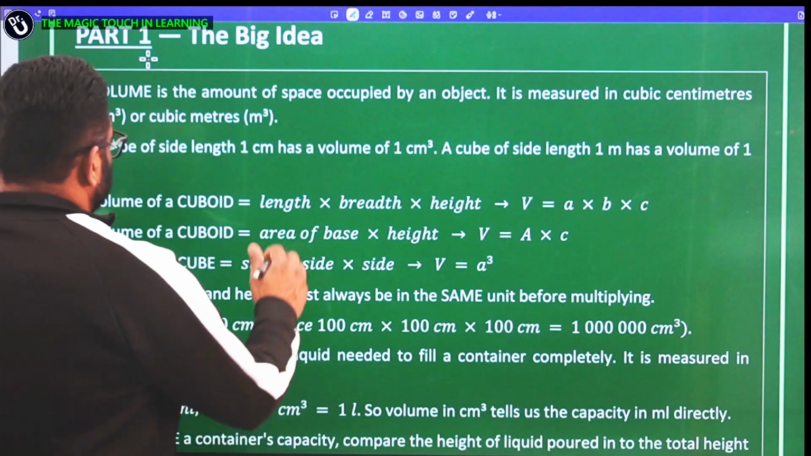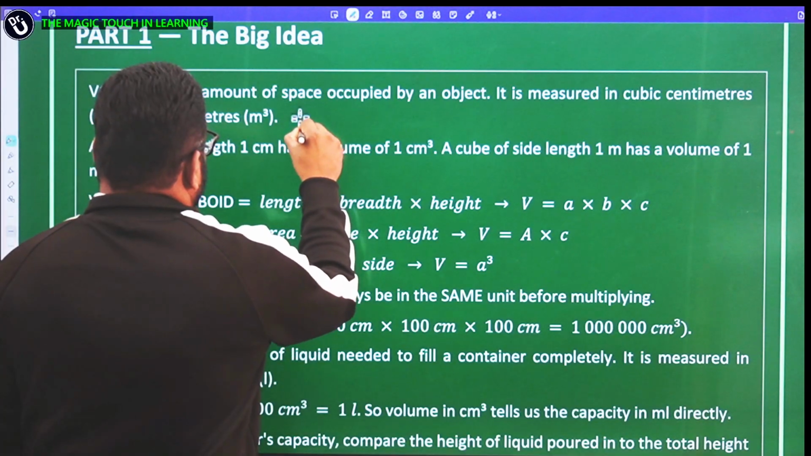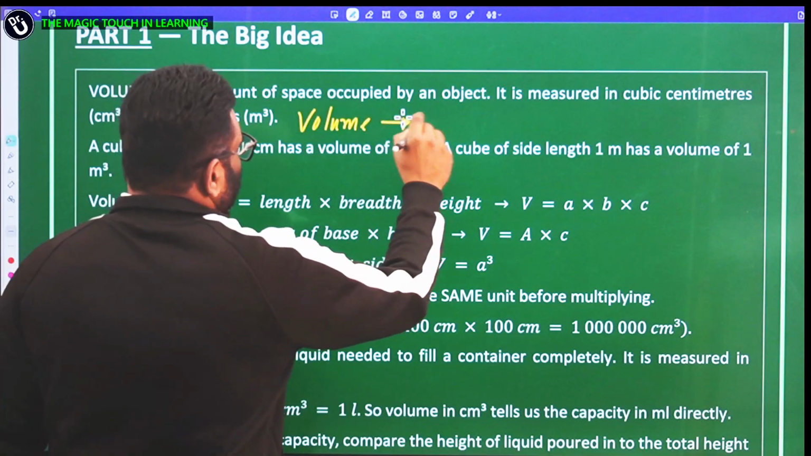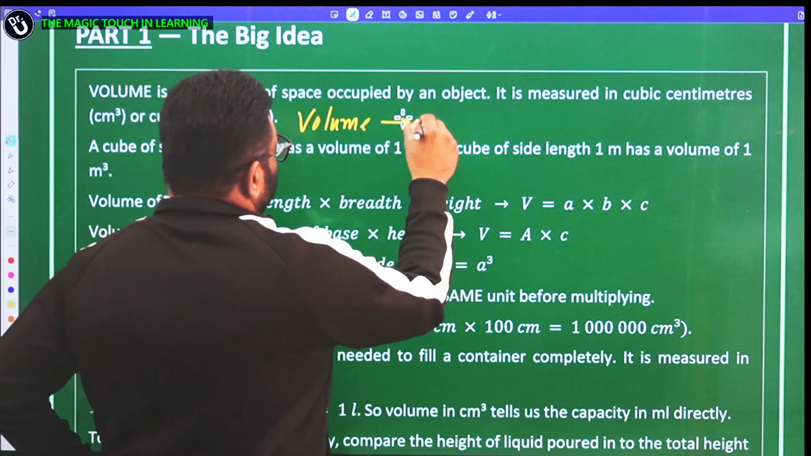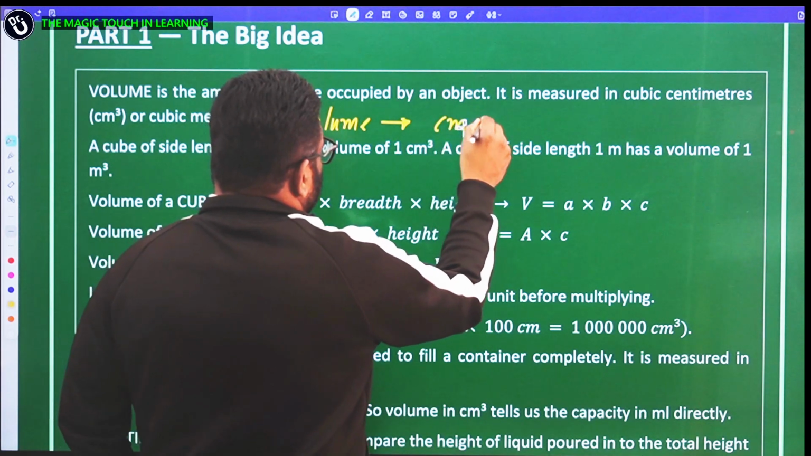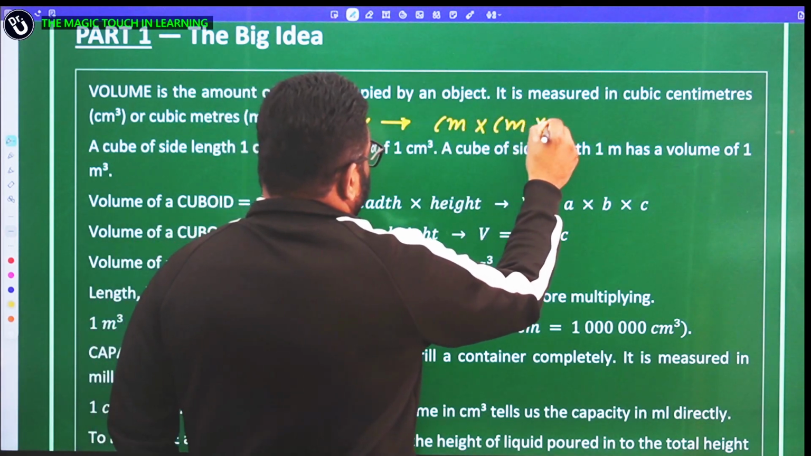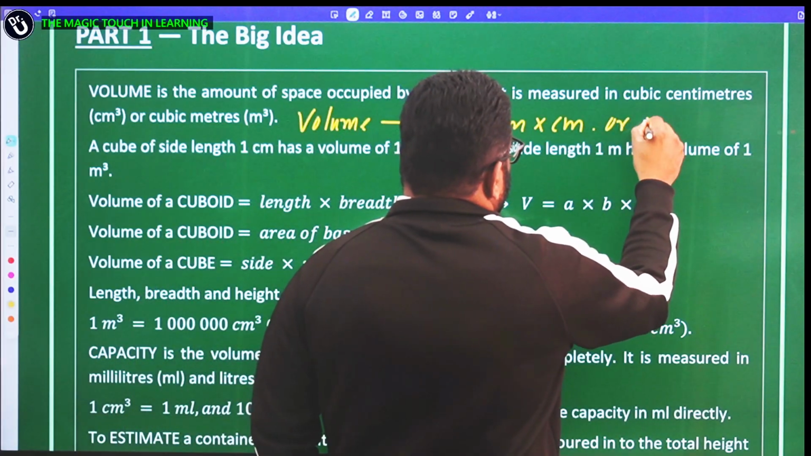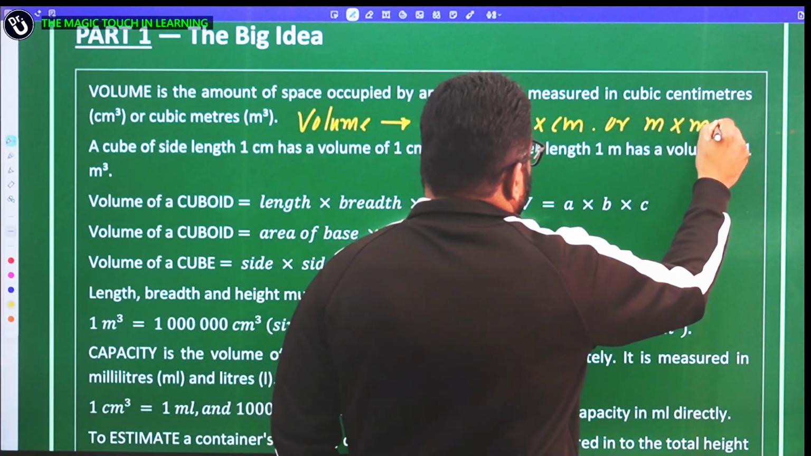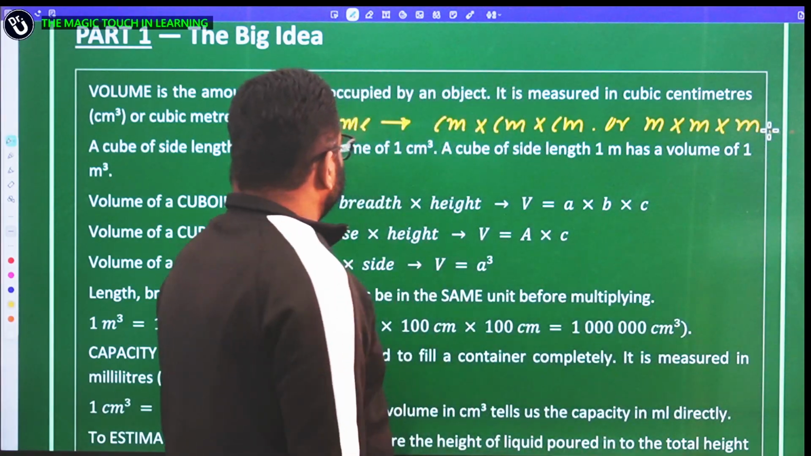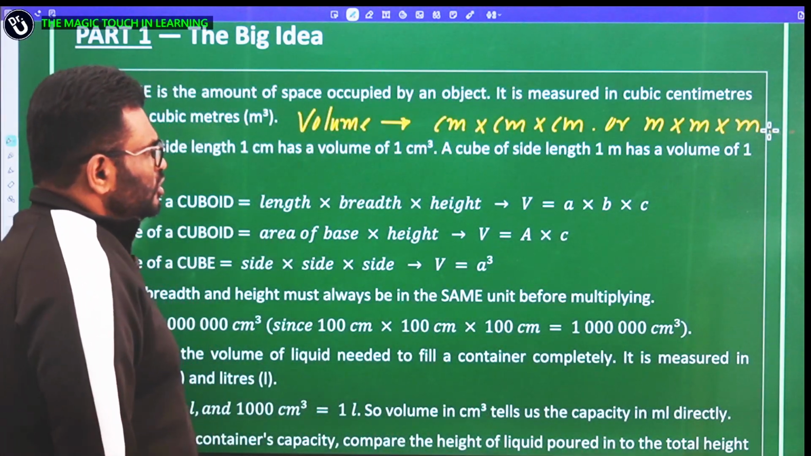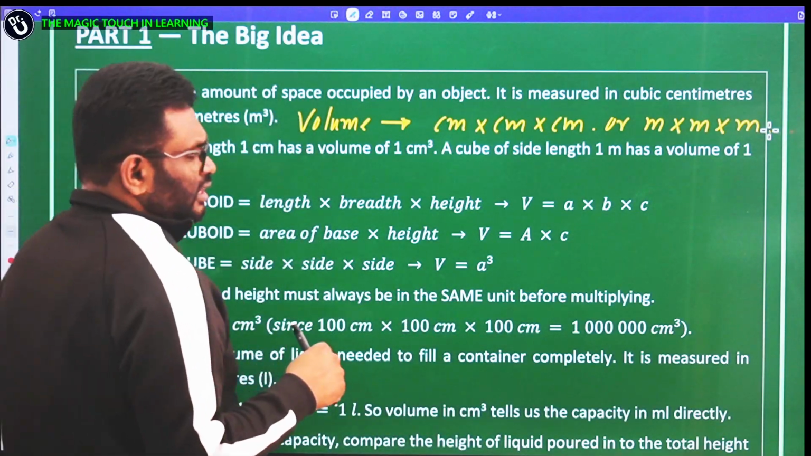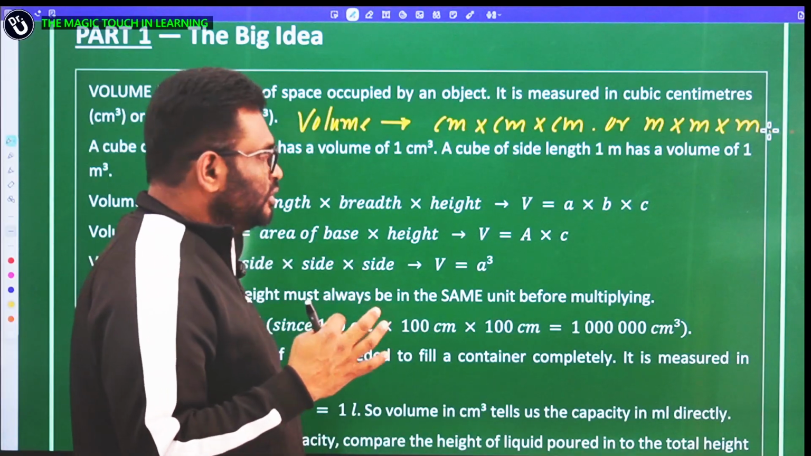So that means volume, let's say, cubic centimeter. So cubic centimeter means what? Cubic centimeter means centimeter times centimeter times centimeter, or meter times meter times meter. Okay, so that's the volume. Volume has the power 3, which means the third dimension. We talk about the third dimension.